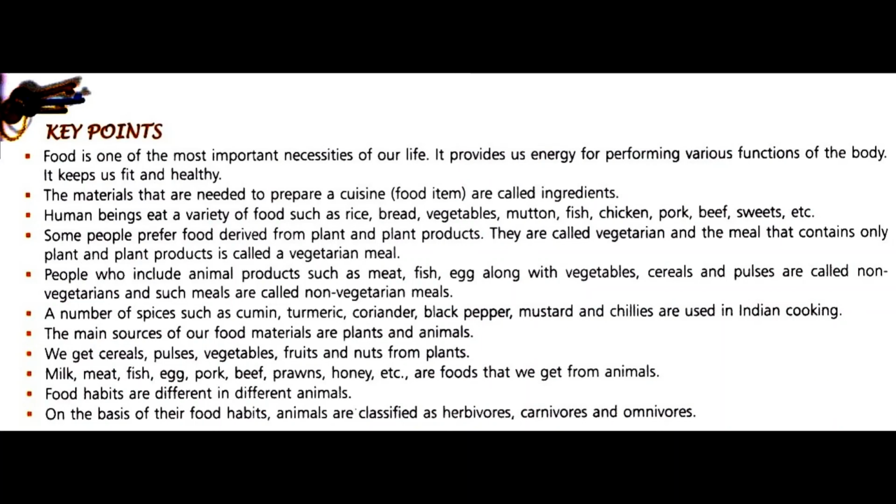We get cereals, pulses, vegetables, fruits, nuts, etc. from plants. Milk, meat, fish, egg, pork, beef, prawns, honey, etc. are foods that we get from animals. Food habits are different in different animals. On the basis of their food habits, animals are classified as herbivores, carnivores, and omnivores, and a special subdivision of carnivores are scavengers.